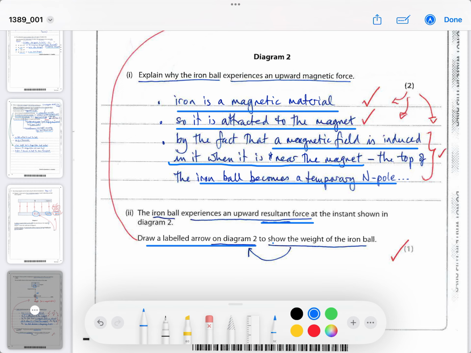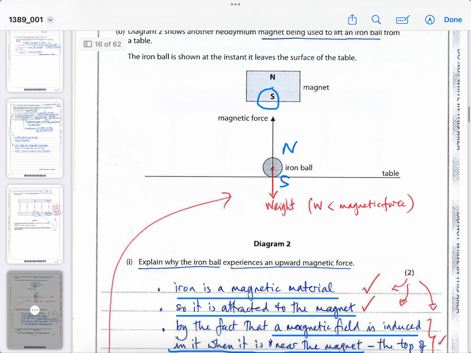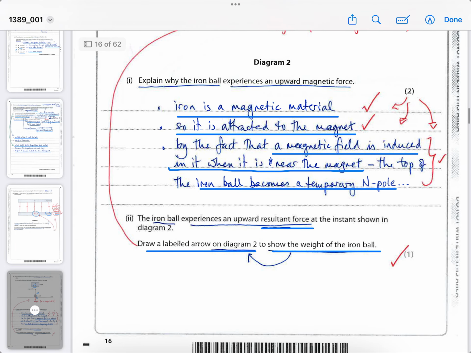Why? To show the weight of the iron ball. In other words, they want to see if you can draw an accurate force diagram, which is what I did. The weight downwards must be less than the magnetic force upwards, because there's a resultant net force upwards. That means magnetic force minus weight will cause the mass of the iron ball to accelerate. So Newton's second law is taking place in this question. Okay?